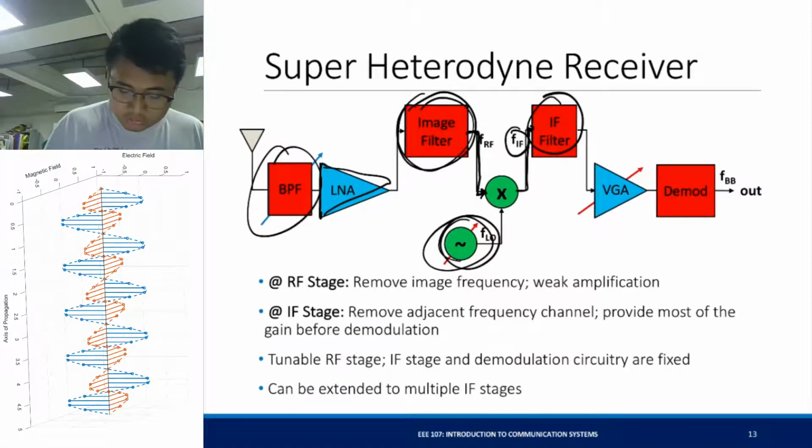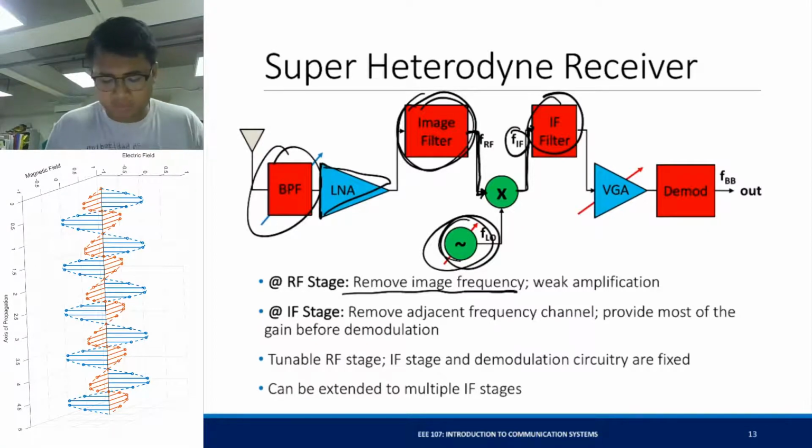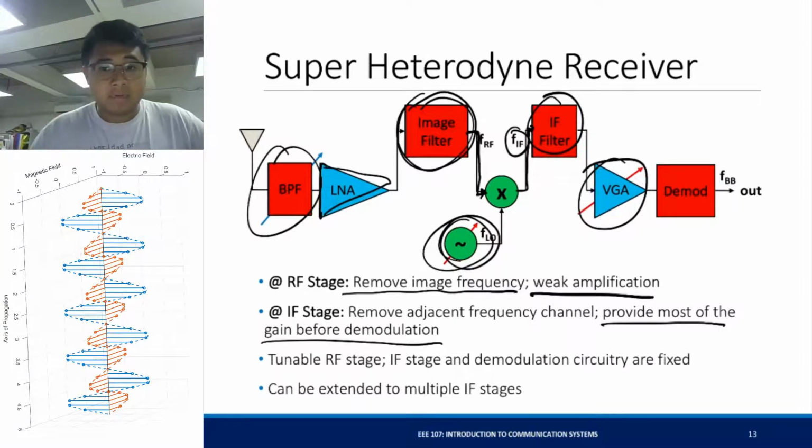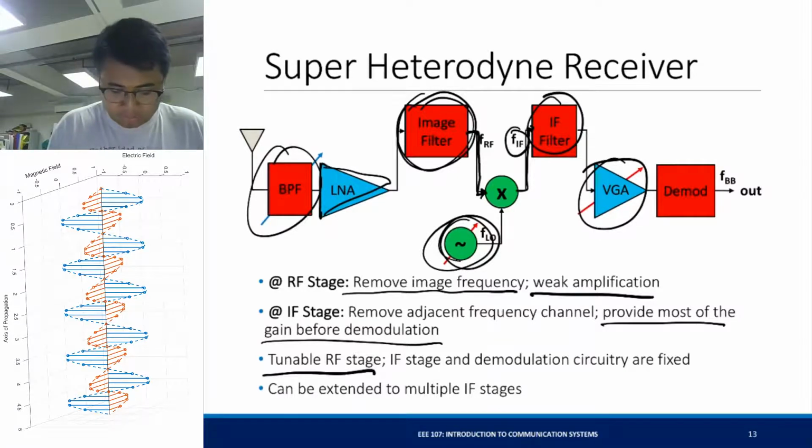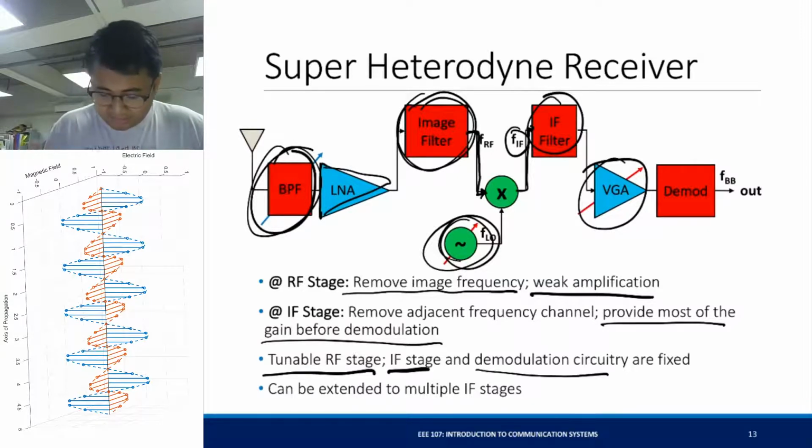At the RF stage, you remove your image frequency, though amplification is weak. At the IF stage, you remove any adjacent frequency channel, any adjacent signal that is near your desired signal, and you can provide most of the gain before the demodulation using your variable gain amplifier. And just a note that you need to be able to tune your RF stage, while the IF stage and the demodulation circuit here are both fixed.